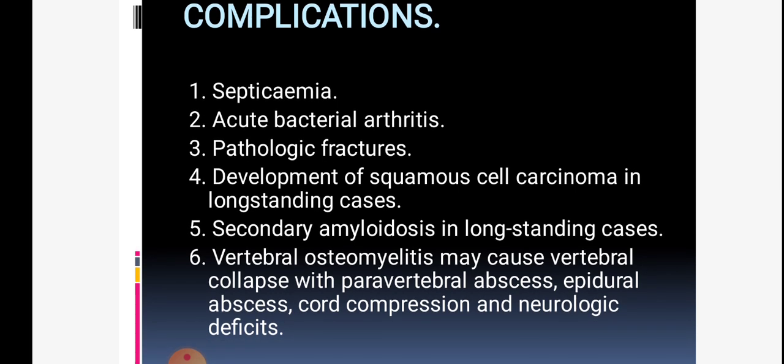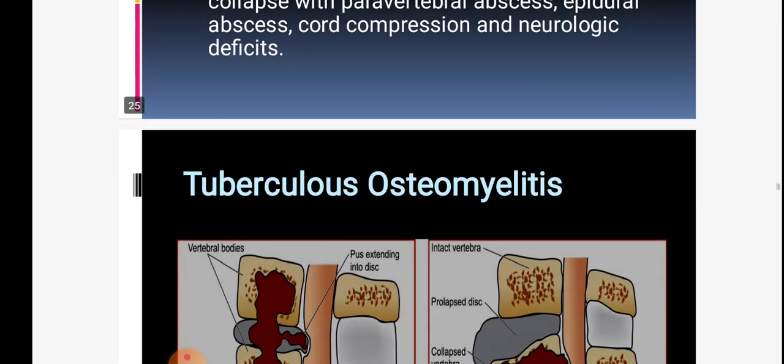Complications: septicemia, the most catastrophic one. Acute bacterial arthritis, pathologic fractures, development of squamous cell carcinoma, the most dangerous one in long-standing cases. Secondary amyloidosis. Vertebral osteomyelitis may cause vertebral collapse with paravertebral abscess, epidural abscess, cord compression, and neurological deficits.